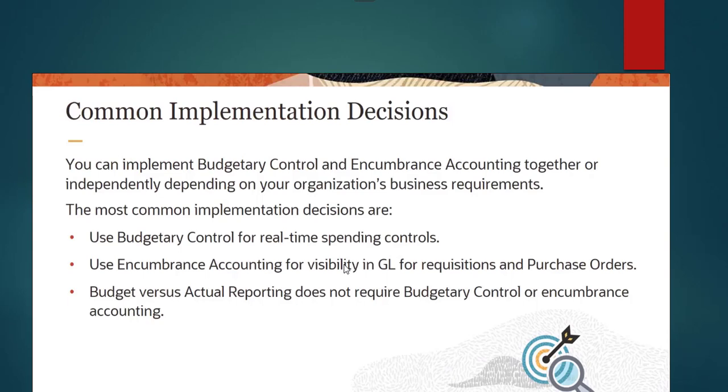As for common implementation decisions, you can implement budgetary control and encumbrance accounting together or independently. It depends on your business requirement. So if you have a requirement for real-time spending control, then you are going to be using budgetary control. If you require general ledger journals for requisitions and purchase orders, then you use encumbrance accounting.